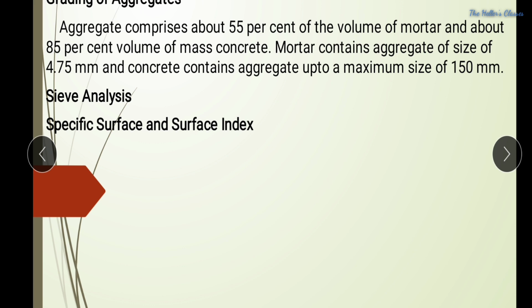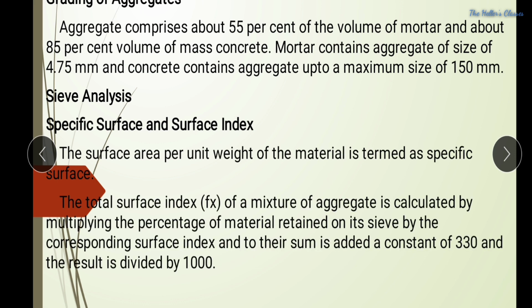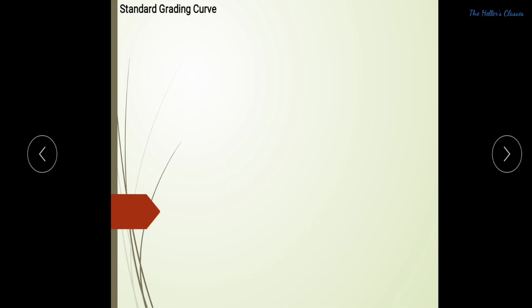The next one is the specific area and surface index. I am briefing you about specific area, which is the surface area per unit weight of the material. The total surface index of the mixture of the aggregate is calculated by multiplying the percentage of material retained on each sieve by the corresponding surface index, and to their sum a constant 330 is added, and the result is divided by 1000. So this is how we may get the specific surface and surface index.